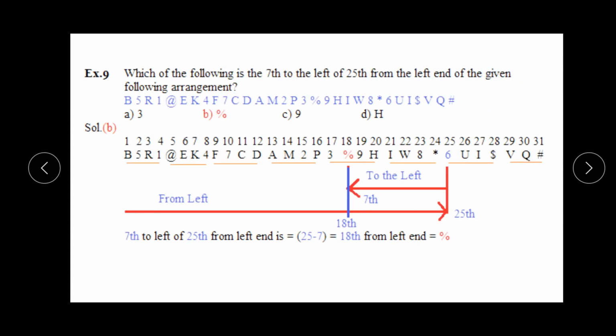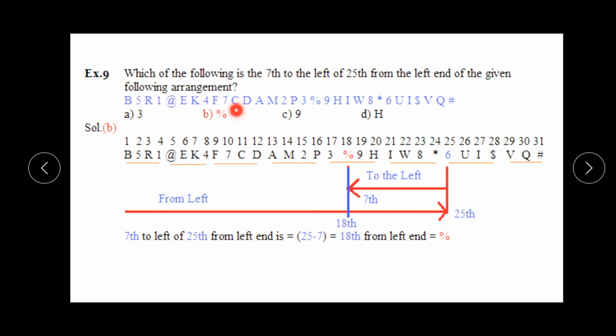Okay, the next question on this base: which of the following is the 7th to the left of the 25th from the left hand of the given arrangement. This is the arrangement, or you can say this is the quibble. In the previous type, there was the English alphabet, and we know the positions of the alphabets. If we have to find the 16th letter, we know that at the 16th position there is P. At the 13th position there is M. At the 21st position, there is U.